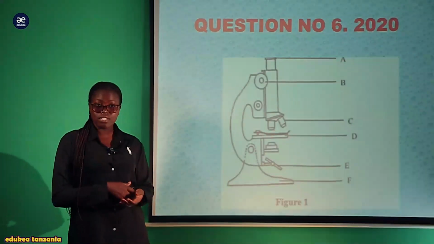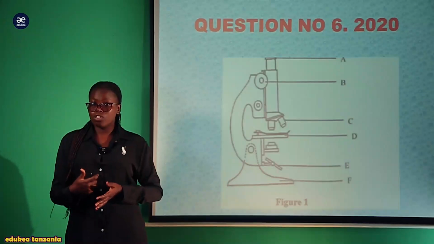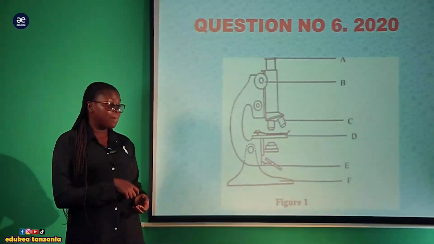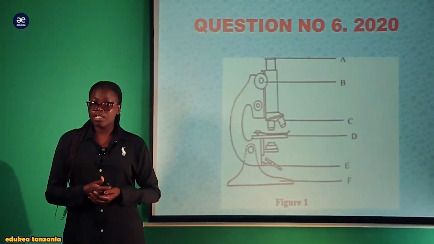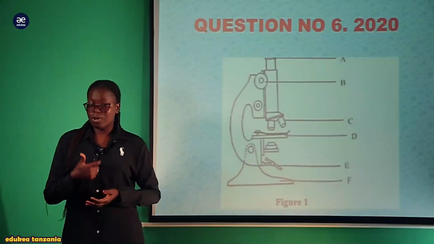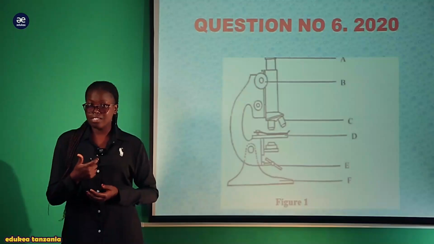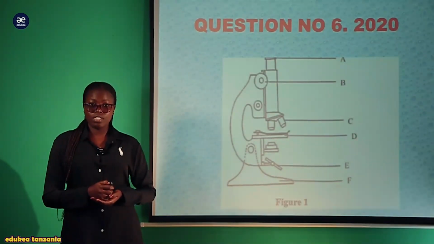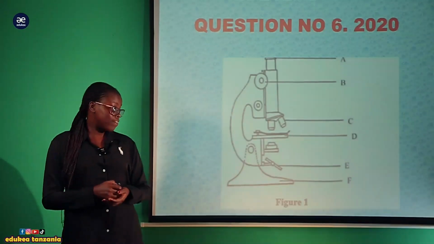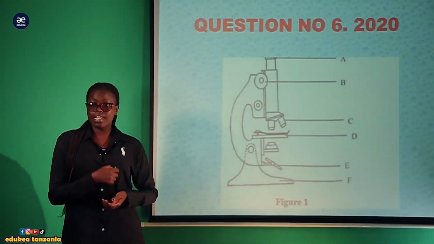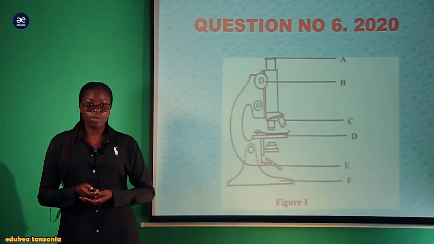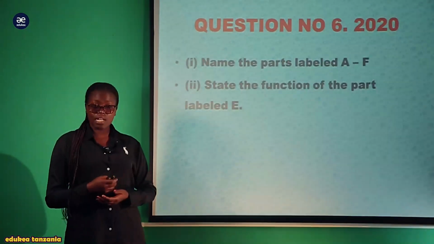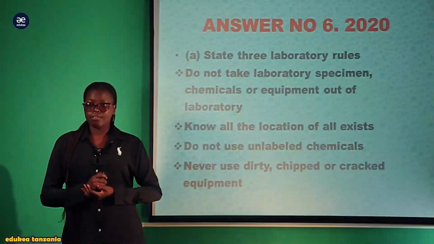Then here D is the stage. Stage, this is where the microscopic slides are placed during the observation. And E here is the mirror, which helps to direct light to the lens for observation. And the F here is the base, for supporting the whole microscope. So the function of the... up to here I have already answered. So now let us see the answer.